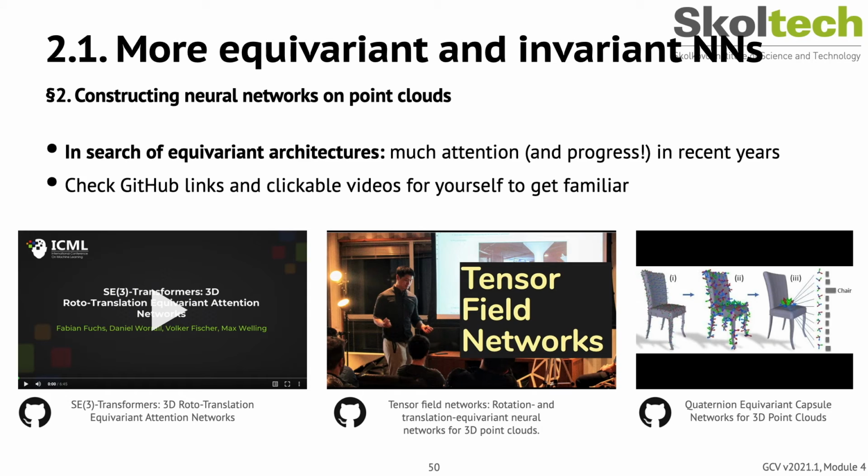Quaternion equivariant nets introduce the 3D capsule model for processing point clouds that is equivariant to 3D rotations and translations, as well as invariant to permutations of the input points. Please check out these publications if you're interested. The videos and GitHub links are clickable in the PDF version of the slides.